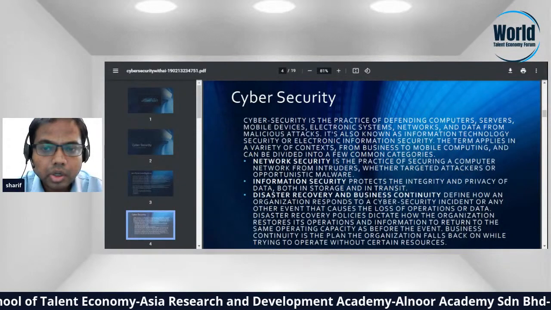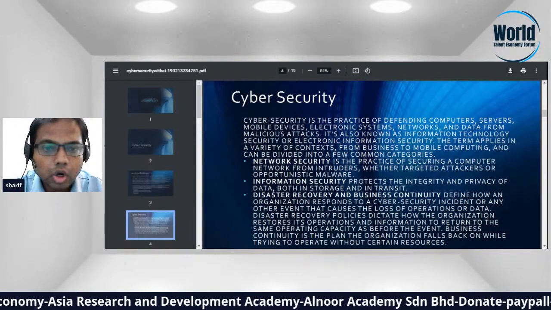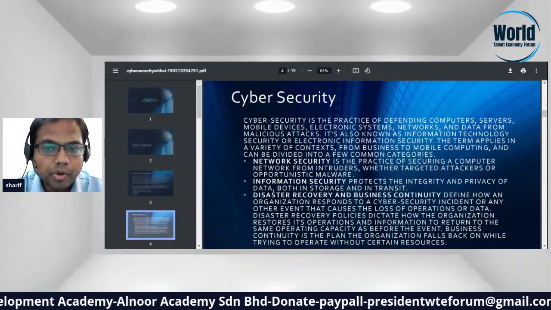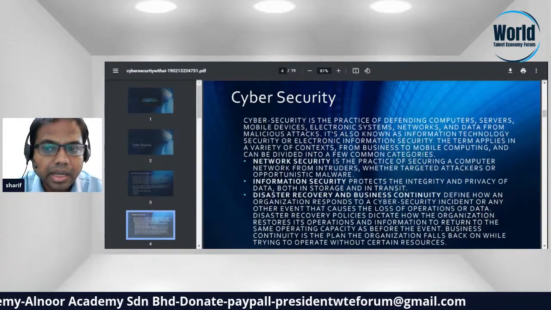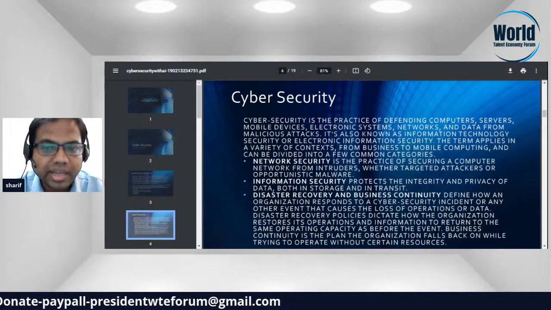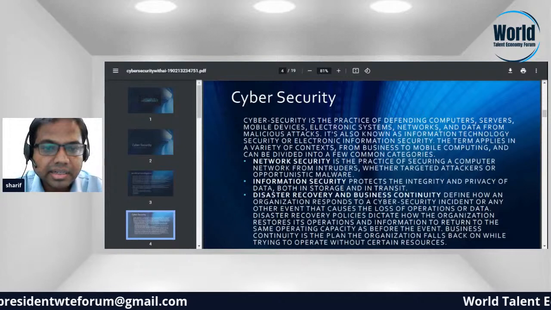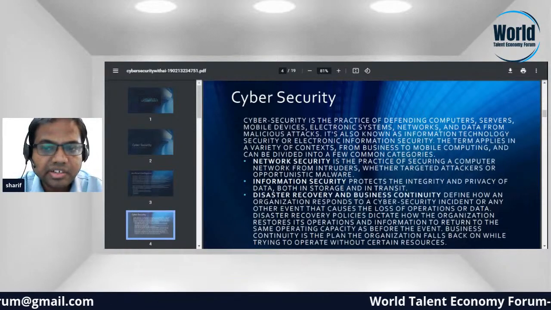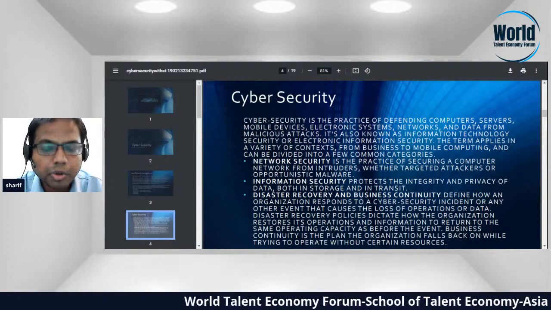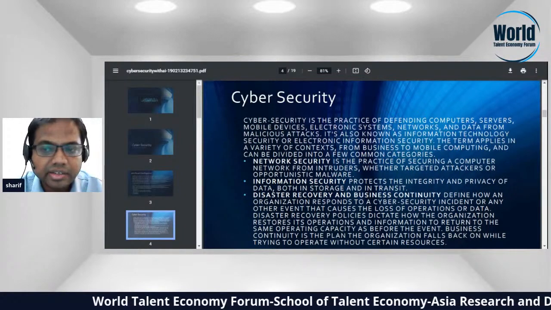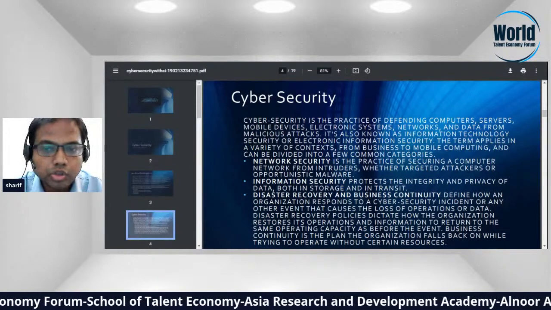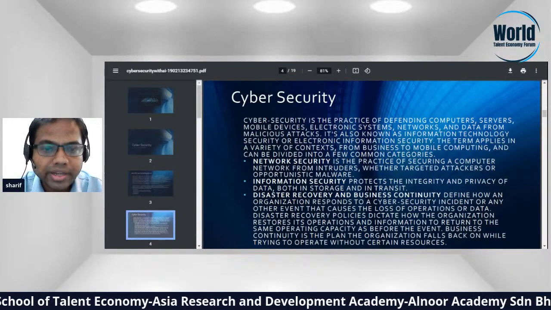from intruders, whether targeted attackers or opportunistic malware. Information security protects the integrity and privacy of data, both in storage and in transit. Disaster recovery and business continuity define how an organization responds to a cybersecurity incident or any other event that causes the loss of operations or data.